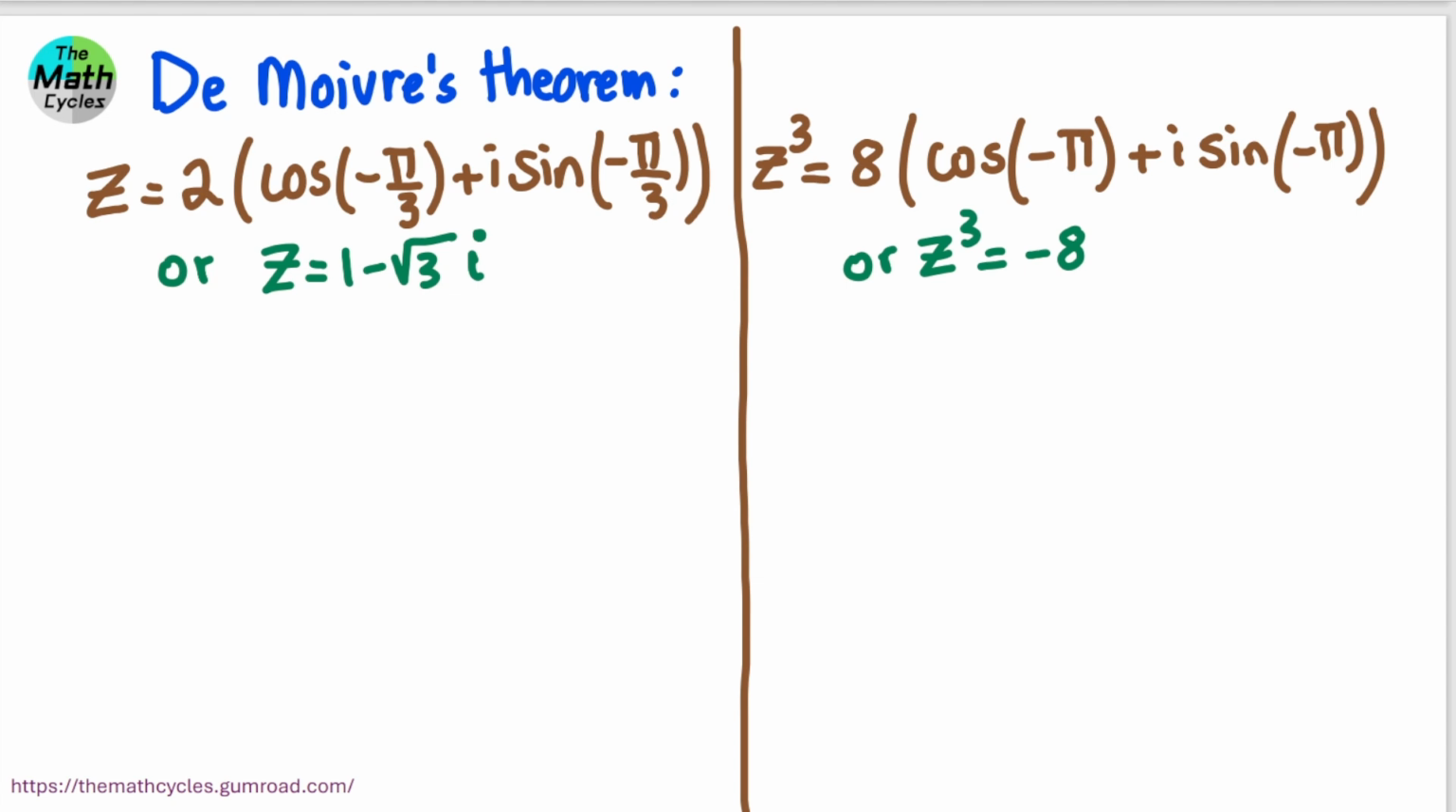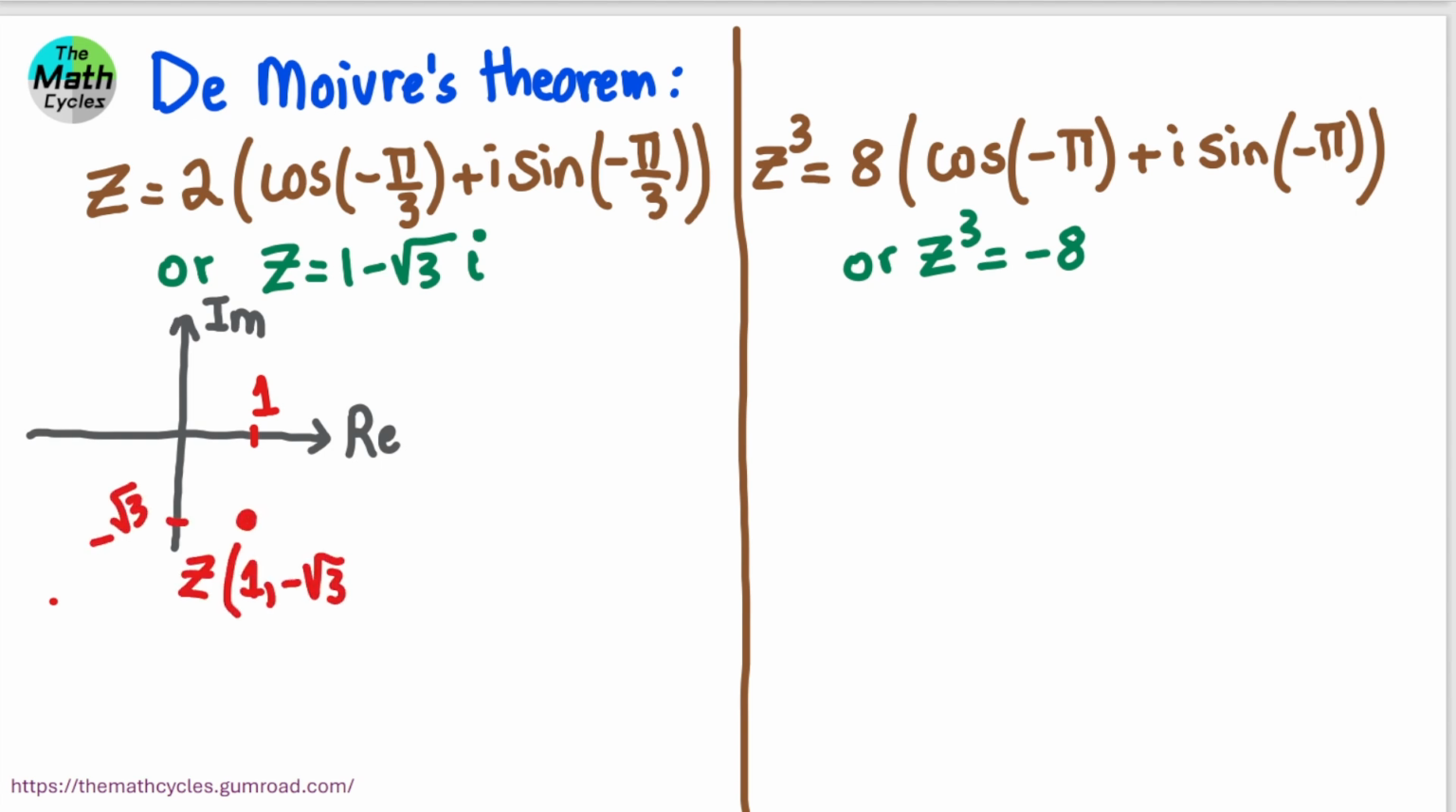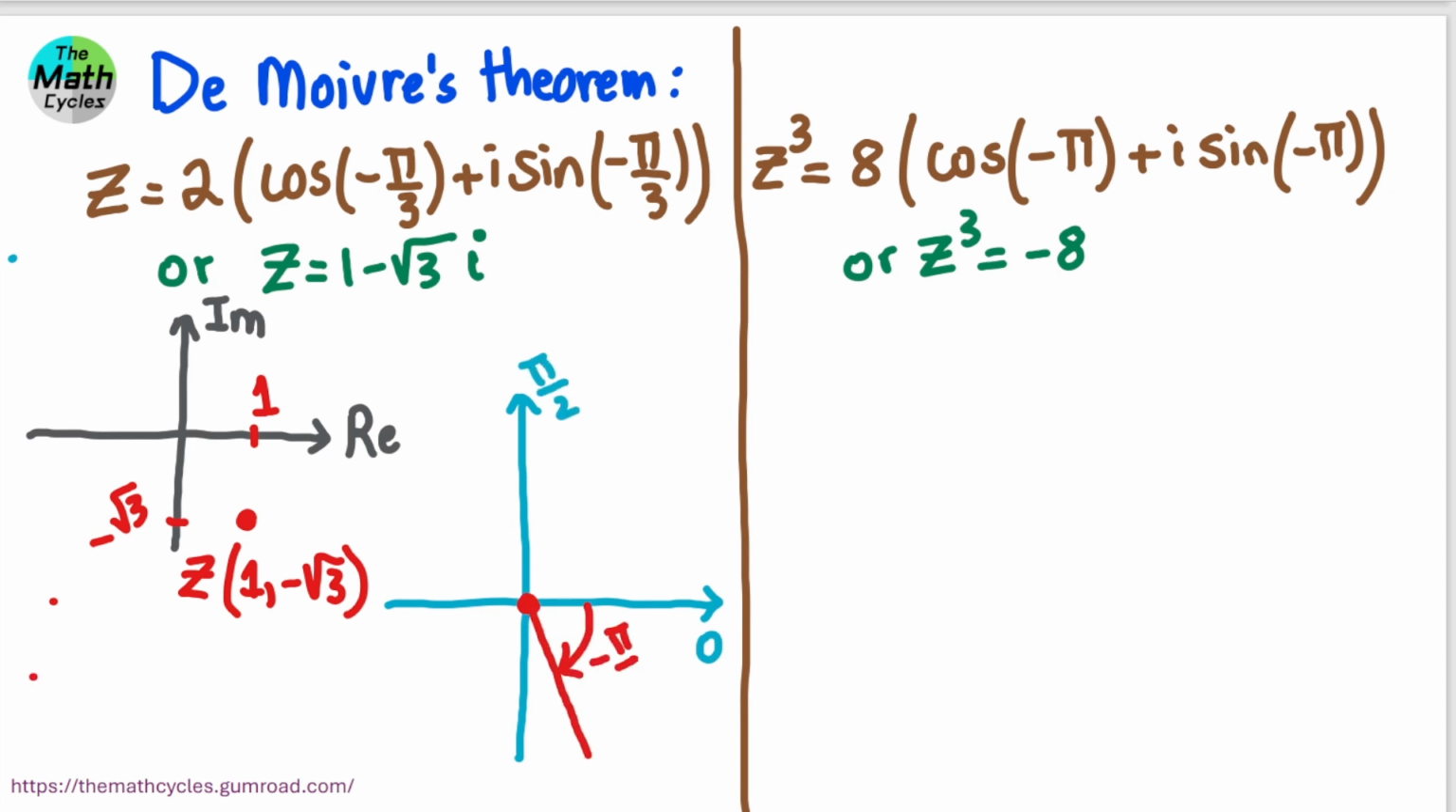Now, since we have z in polar form and in algebraic form, and we found z cubed in polar form and in algebraic form, let's understand the geometric representation behind them. If we want to plot z equals 1 minus radical 3i on the Argand diagram, z will be a point at 1, minus radical 3. And if we sketch z on the polar system, at an angle of minus pi over 3 with magnitude 2, we will find z.